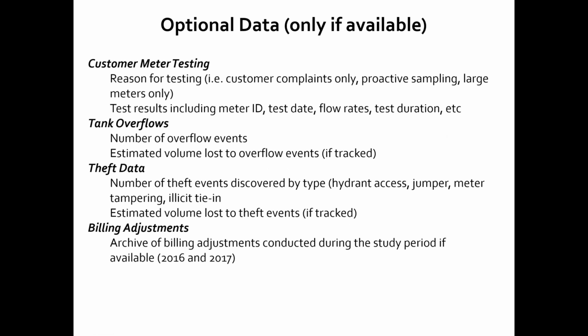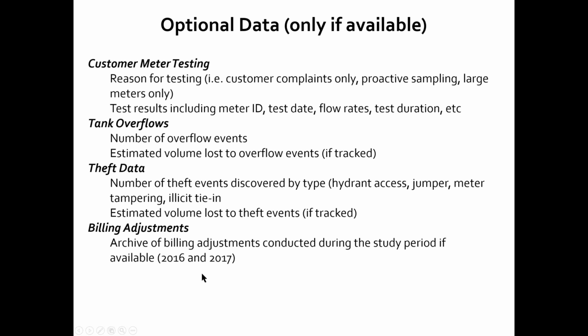Some optional data, if these things are available, helps us dial in the analysis a little more. These things don't tend to be as available, but if they are, we would love to have them. For the customer meter data, if you've got any results from tests you've done, we'd be interested to see that. If you track overflows on tanks, if you track theft events, we'd love to see that. And if you track billing adjustments. That says 2016 and 17, that should actually be 2017 and 2018. But again, these are optional if they're available.